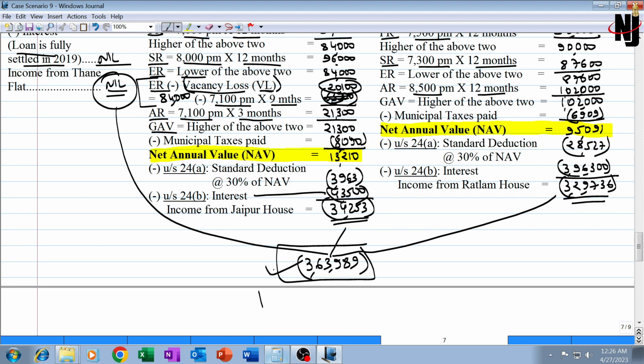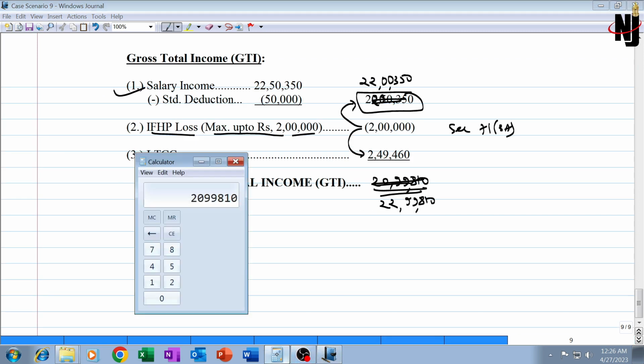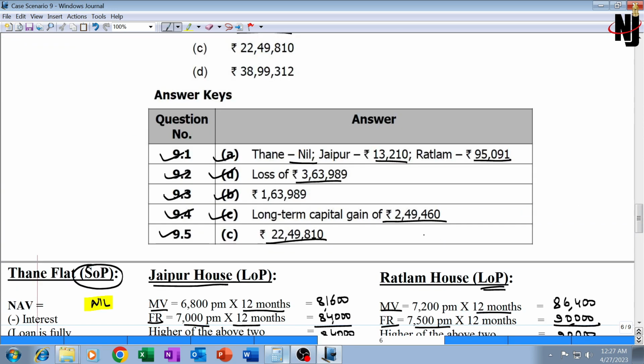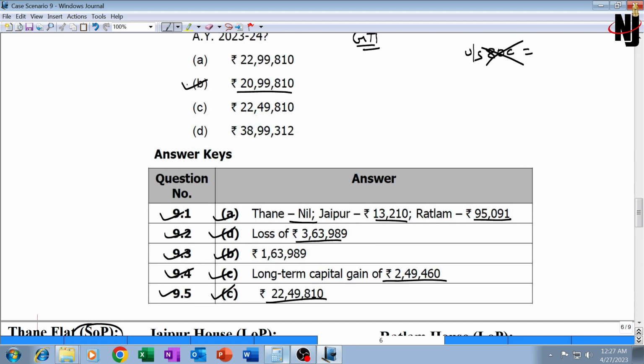Again, I must have made some mistake. Let me calculate it again. 22,00,350 minus 2 lakhs plus 2,49,460 is 22,49,810 and not 22,99,810. Please be a little careful. These kind of mistakes do happen. 22,49,810, that's the correct answer. B is not the correct answer. Correct answer is C, 22,49,810. With that, this case scenario 9 comes to an end. See you in the next video with case scenario 10.